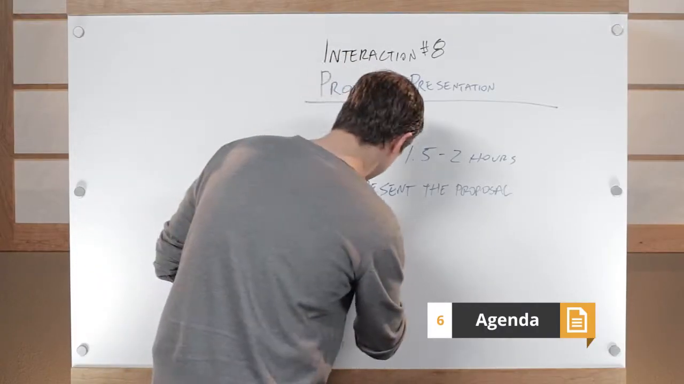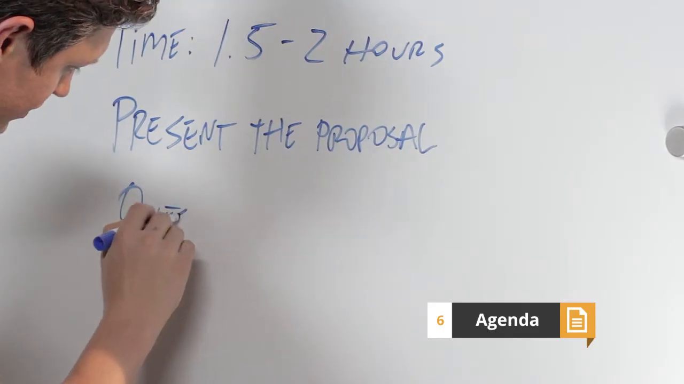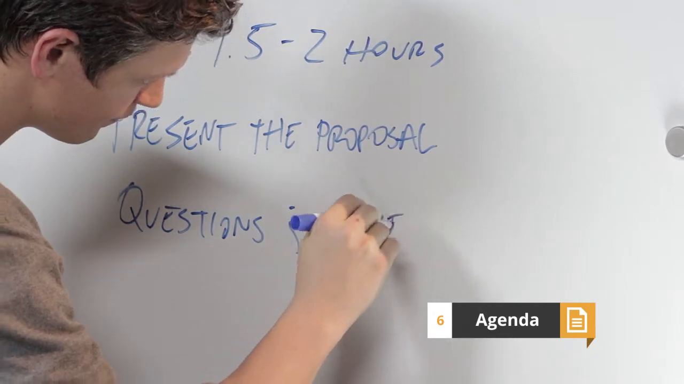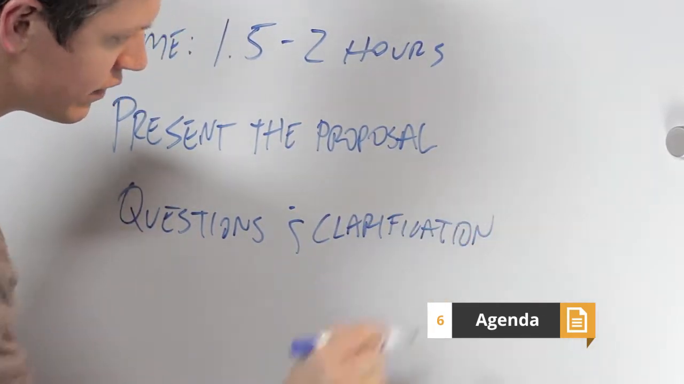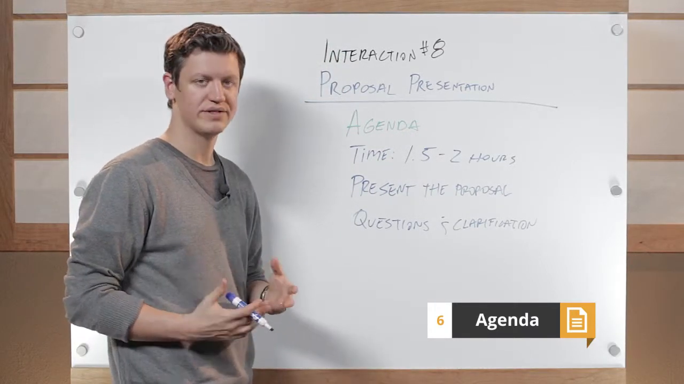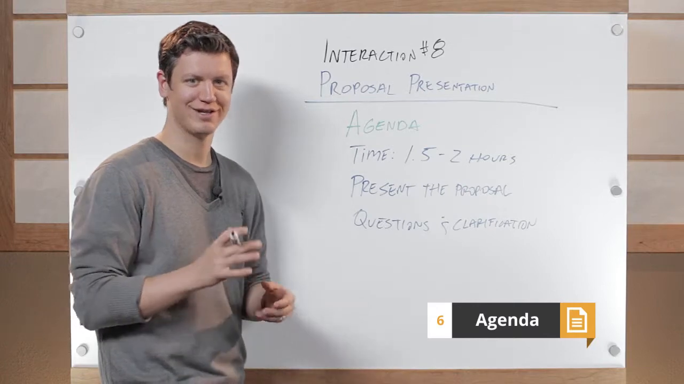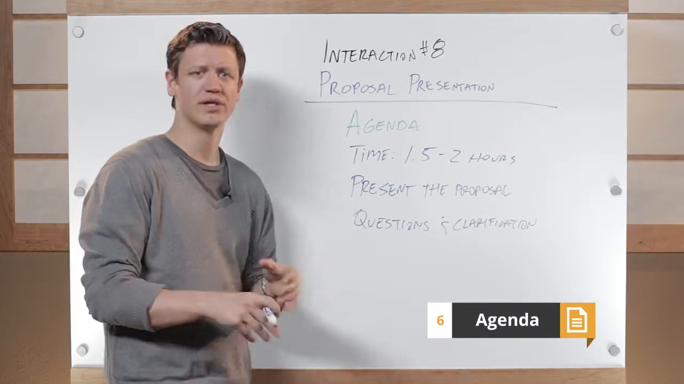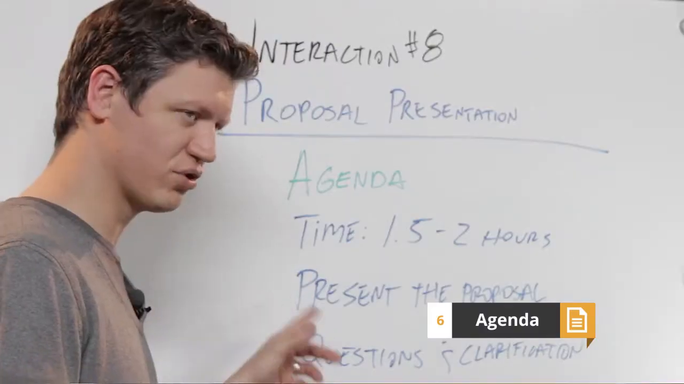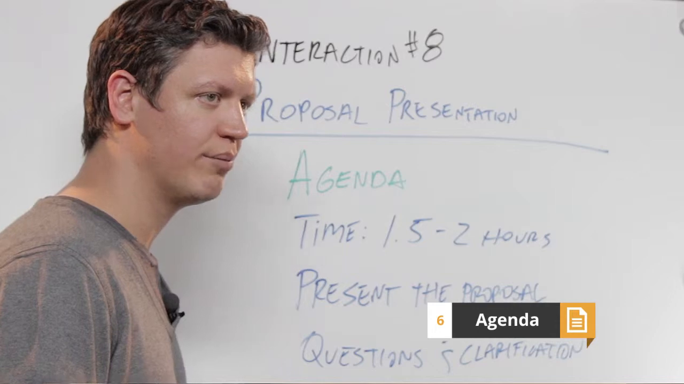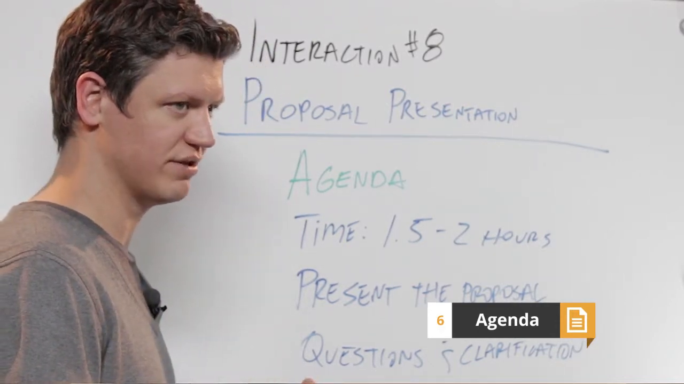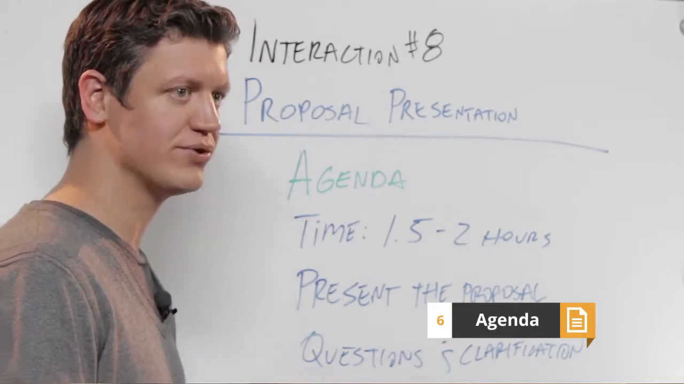The next piece is going to be any kind of questions and clarification. Usually, while you're going through the proposal, it's a very interactive conversation. You're not telling your prospective customer, I'd like you to hold your questions to the end. You really want to invite them to have a conversation, and that's why this first part takes about 1 hour. But once it's done, you want to open it up for questions and some clarifications they may have about the proposal.